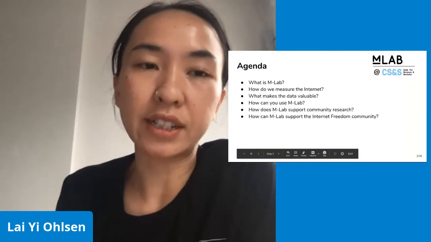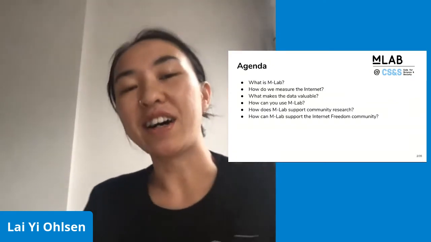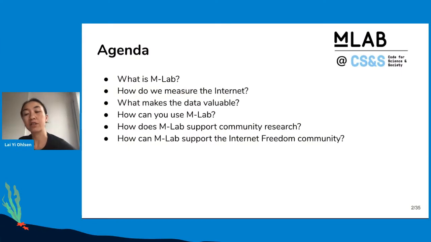Moving into the agenda for today, like I said, just trying to think about how MLAB can be thought about as a resource to the internet freedom community. But to do that, I think it helps to have an understanding of what MLAB is and what it is we're trying to do. So today we'll talk about what is MLAB, how do we measure the internet, there are obviously many ways, how you can use our data and how we support community-based research, and then more specifically, how we can support internet freedom community research.